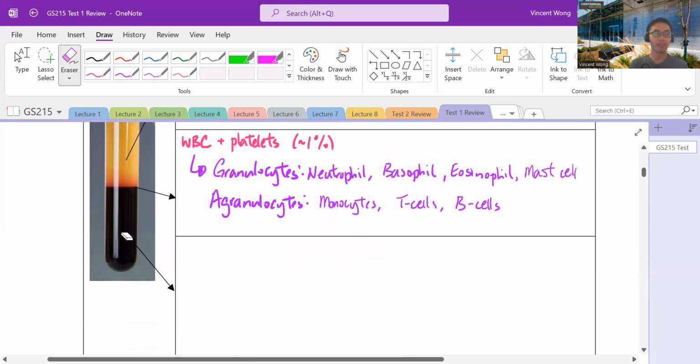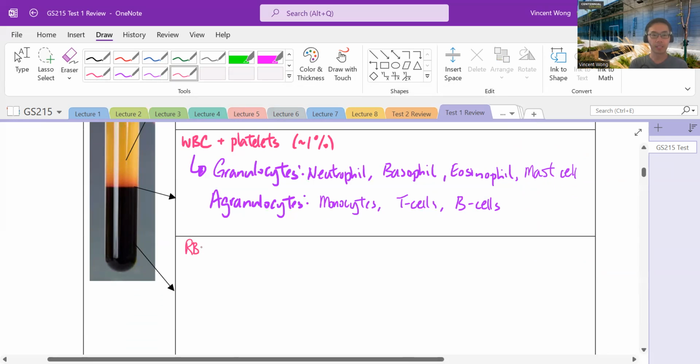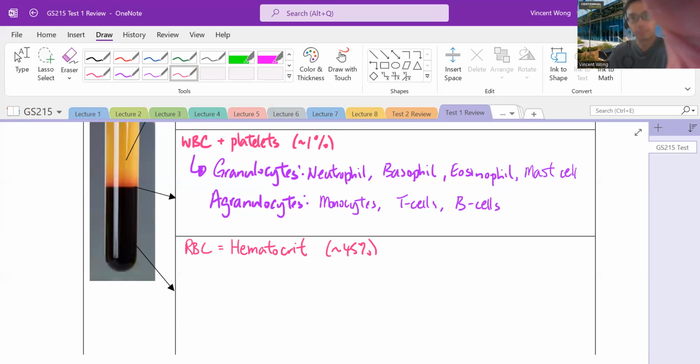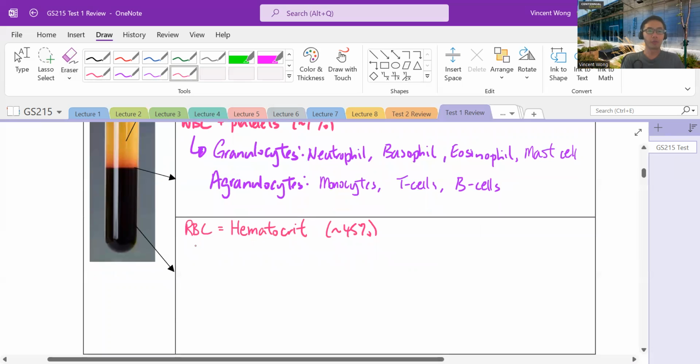Last but not least, we have the RBC over here, the red blood cells. Red blood cells, which form the hematocrit. Okay, and that's approximately 45% of all your blood volume. Okay, and what do we know for the red cells? I'm just going to give you a few points here. They have no nucleus, for example.